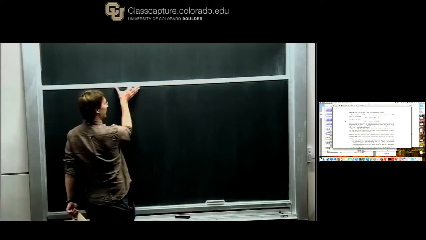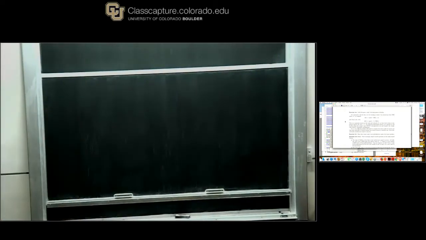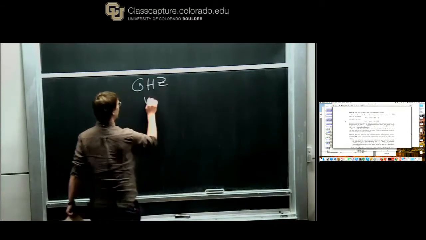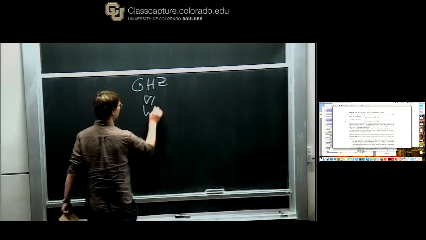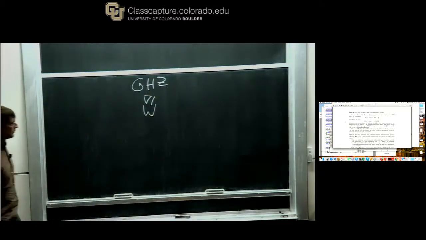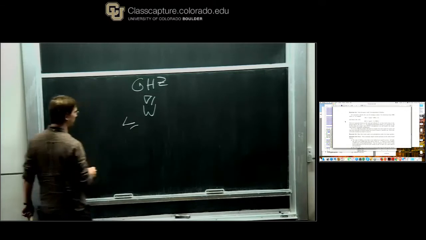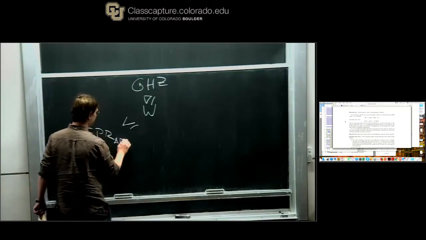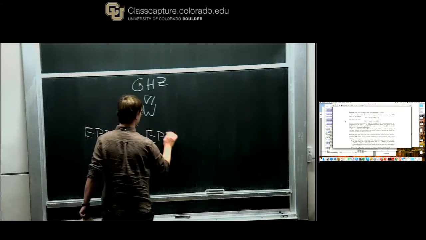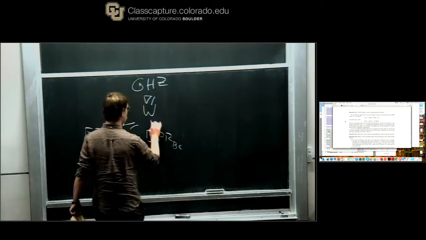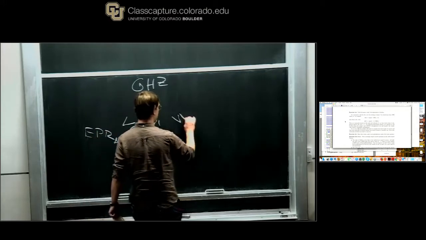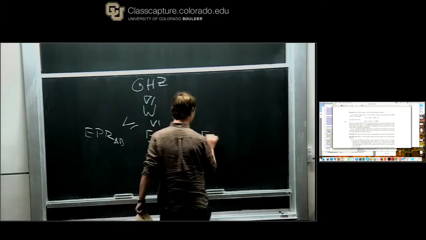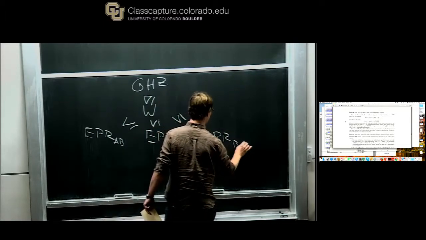So a little summary from last time. We discussed that the GHZ state degenerates to the W state. And we also discussed that the W state restricts to the EPR state, to the EPR of AB, and it also restricts to the EPR of BC, and to the EPR of AC, which must be here in the middle.